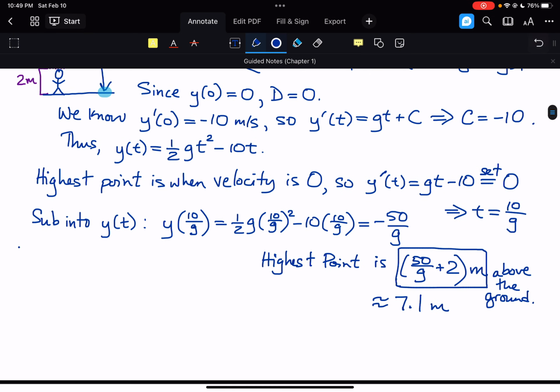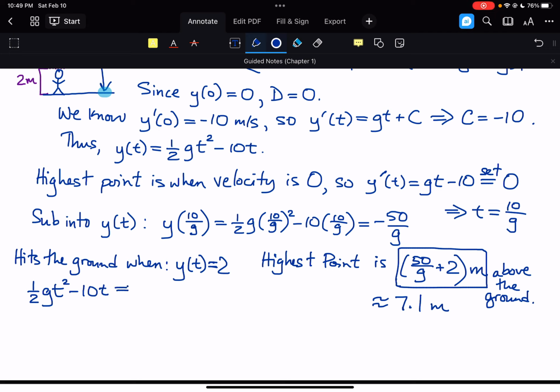So we're going to say it hits the ground when y of t equals 2. Remember, downward positive, so that is a positive 2 because it's closer to the ground. So we're going to get 1/2 g t squared minus 10t. Set that equal to 2.